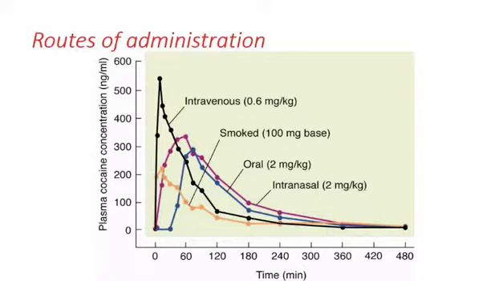Then intranasal administration, or insufflation, or snorting, we can see also has a peak that's a little bit less than oral, but takes a little bit longer than smoking, and it also maintains its plasma concentration for the longest time. So clearly different routes of administration very much affect the plasma concentration of the drug and the duration that the drug is in the body.